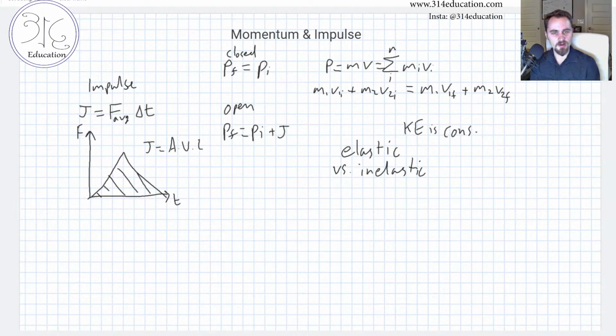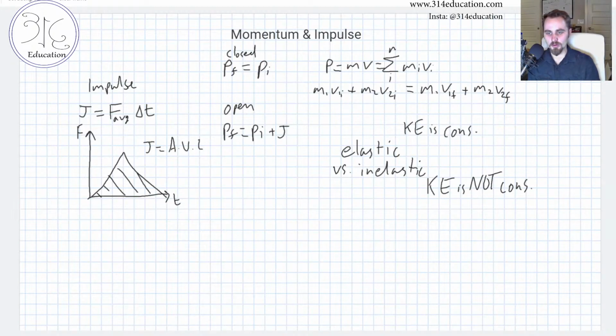Again, these are also kind of ideals, right? We have ideally elastic and ideally inelastic, but a lot of collisions might end up somewhere between these two. But in the inelastic case, we do not expect kinetic energy to be conserved. Kinetic energy is not conserved. And so we can't use conservation of energy for inelastic collisions. For that, we need to use conservation of momentum.